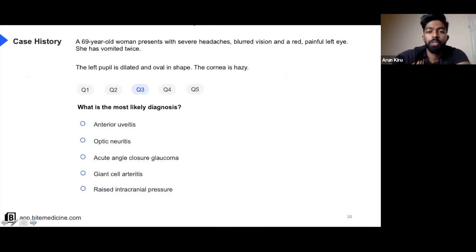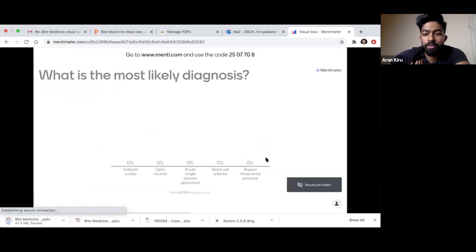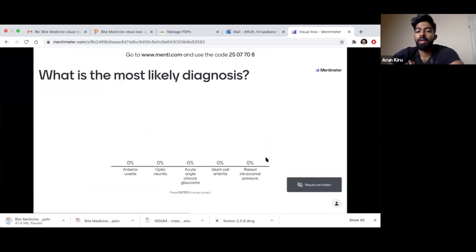So let's switch back to Menti. Here we go. So let's go over here. Next question. Okay, so what is the most likely diagnosis? Have a look, guys. Anterior uveitis, optic neuritis, acute angle closure glaucoma, giant cell arteritis, and raised ICP. Give me about 30 seconds.